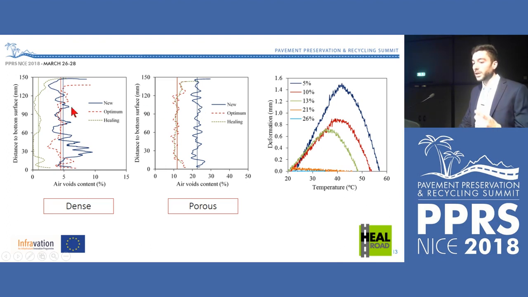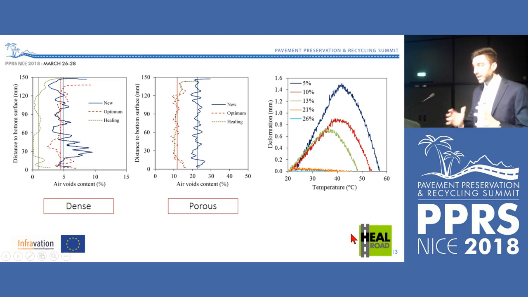At the same time, this is the result of thermal expansion, and we see how different samples with different air voids content expand when I increase the temperature. When the mixes are dense, so very little air void content, the expansion is very high. They expand a lot, because all the air voids are full of bitumen, and then the sample starts expanding. In porous asphalt, that does not happen.